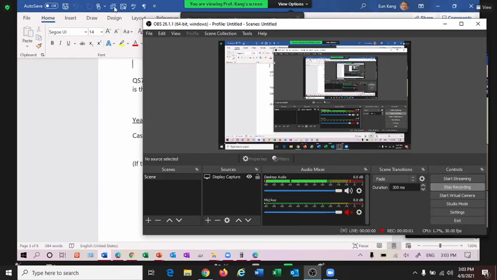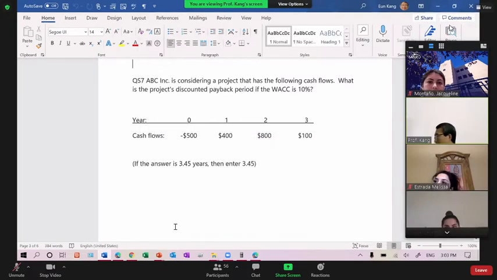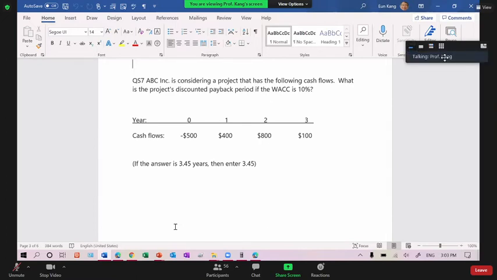Let's check. Freeze. Grading. Formal grading.